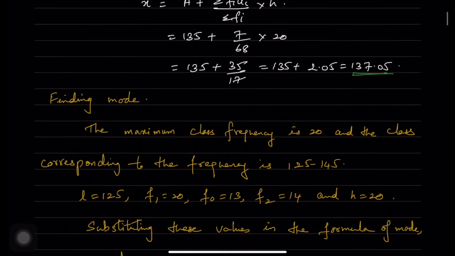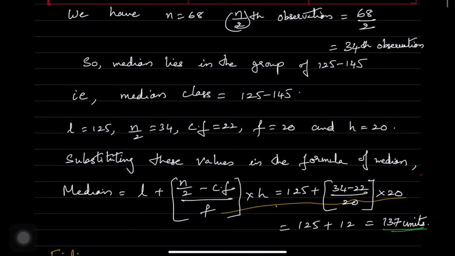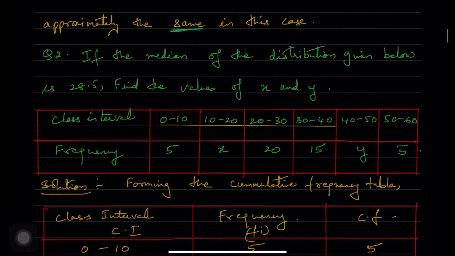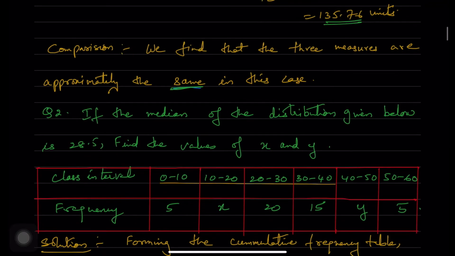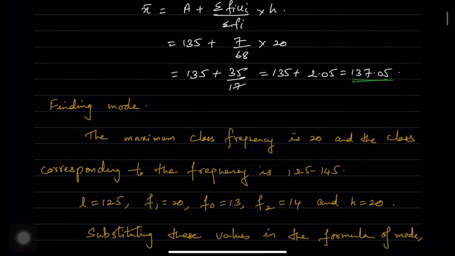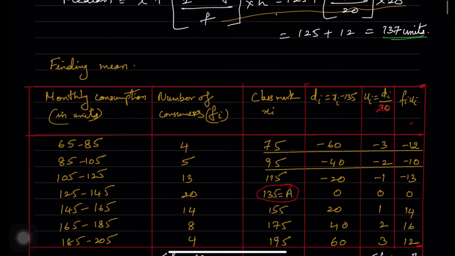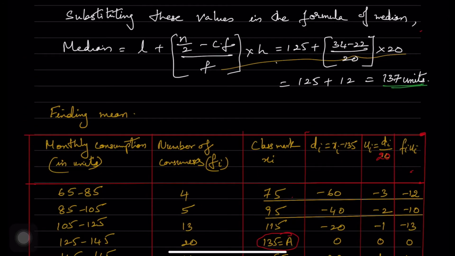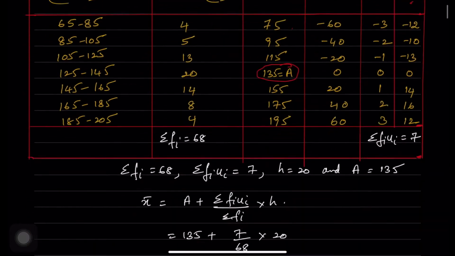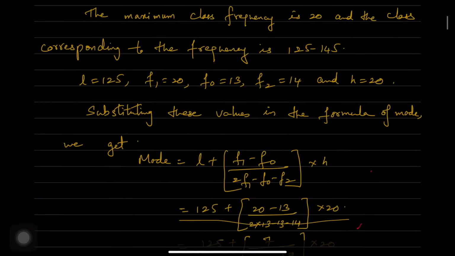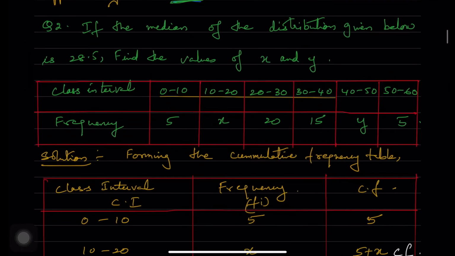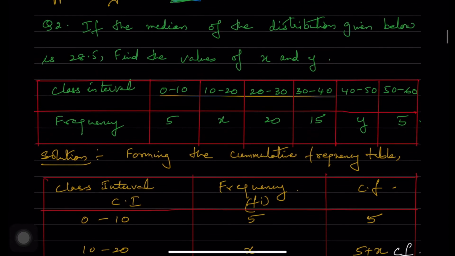So now we got three values. This is the mode value, this is the mean value, and this is the median value. If we compare all the three values, we find that the three measures are approximately the same in this case. This is around 136, this is around 137, this is around 137. So it is in between 136 and 137. So it's approximately the same value you are getting as the central measure of tendency.